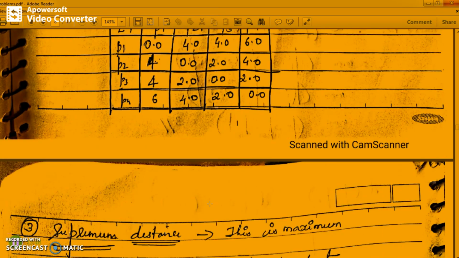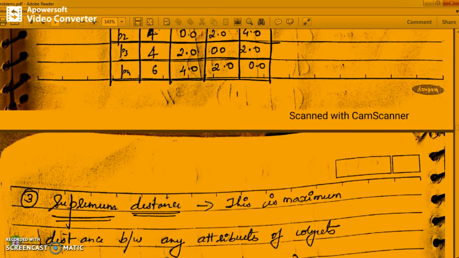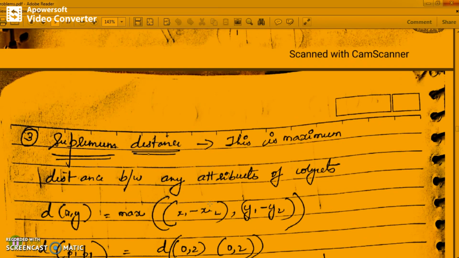Now the third formula here is the supremum distance. The supremum distance is the same formula where you substitute r as infinity. The distance between the two objects x and y you can calculate as the maximum of x1 minus x2 and y1 minus y2. So this formula becomes still simpler. Here you don't have to calculate the square, and you also don't have to calculate the square root. You just find the difference between the x coordinates as well as the difference between the y coordinates, and then find the maximum out of them. That itself is the supremum distance.